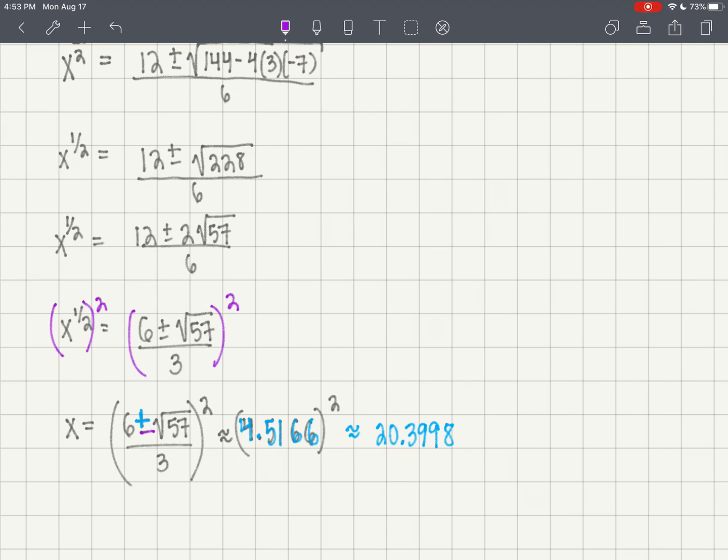Now we're going to do a subtraction. So we do the subtraction, 6 minus the square root of 57. And then I'm going to take that 7.5498 and divide it by 3. Let me try that again. 6 minus the square root of 57. I get negative 1.5498, and then I square that.